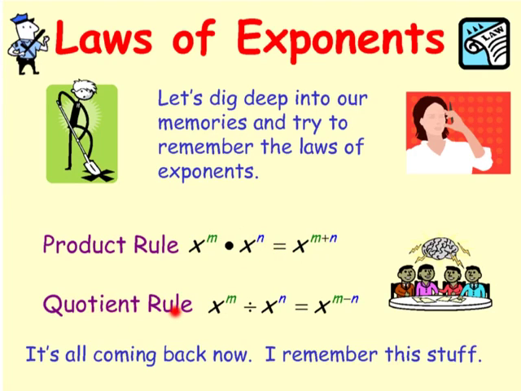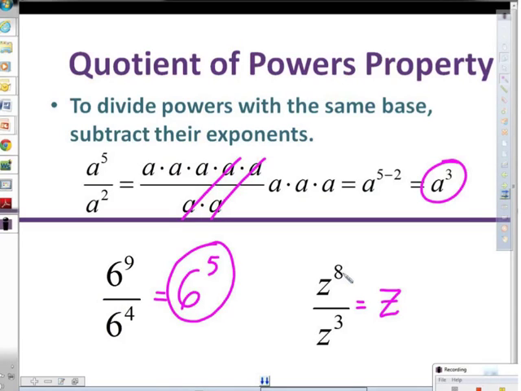Quotient rule is just the opposite, just like division undoes multiplication. It's kind of an opposite. The quotient rule for exponents is instead of adding the two exponents, you would subtract them. And here's a better explanation, probably: to divide powers with the same base, subtract their exponents.